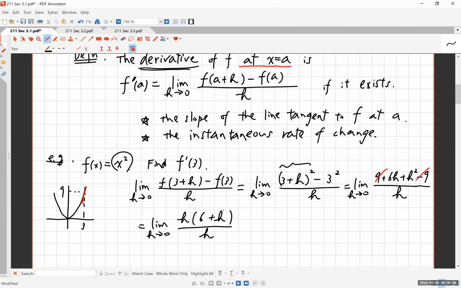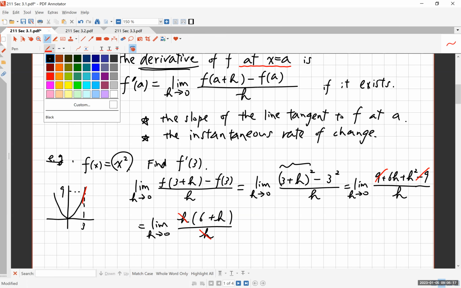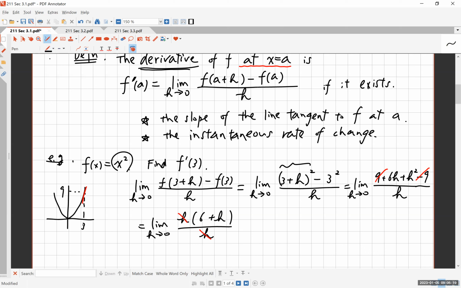Because you still have that h in the denominator, which needs to be canceled, and we have now found a way to cancel h, which is the bad guy, the thing that was preventing us from being able to substitute h equals 0. Now we have the limit of 6 plus h as h approaches 0, and of course that is 6. And that is the answer to this question: what is the rate of change of x squared at 3?